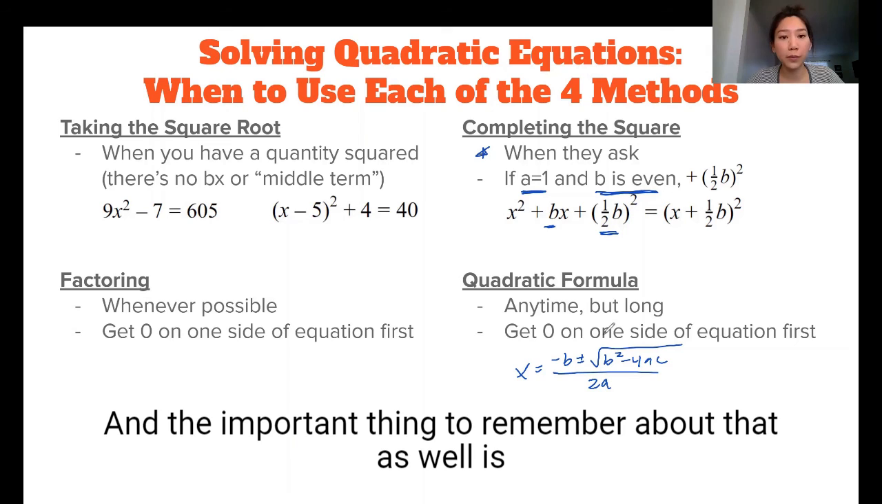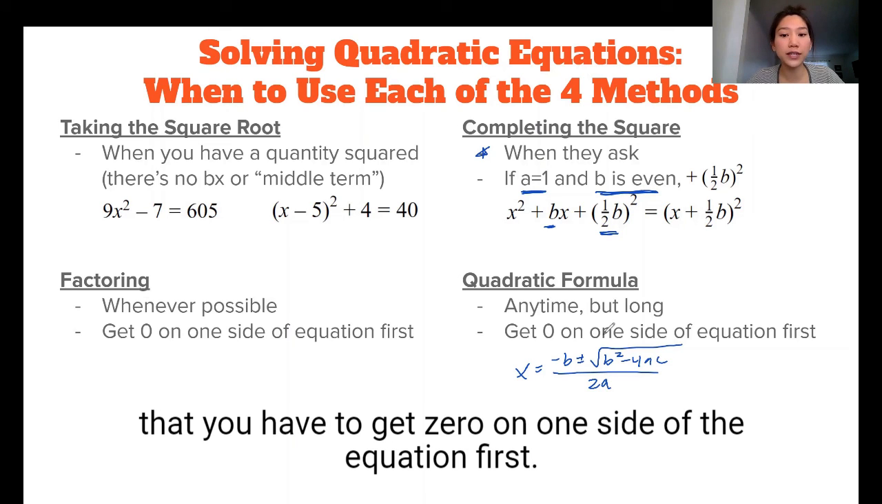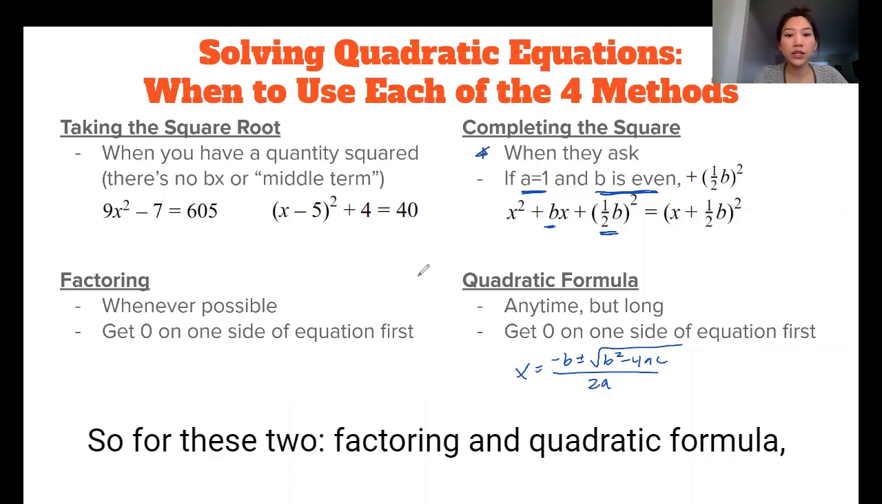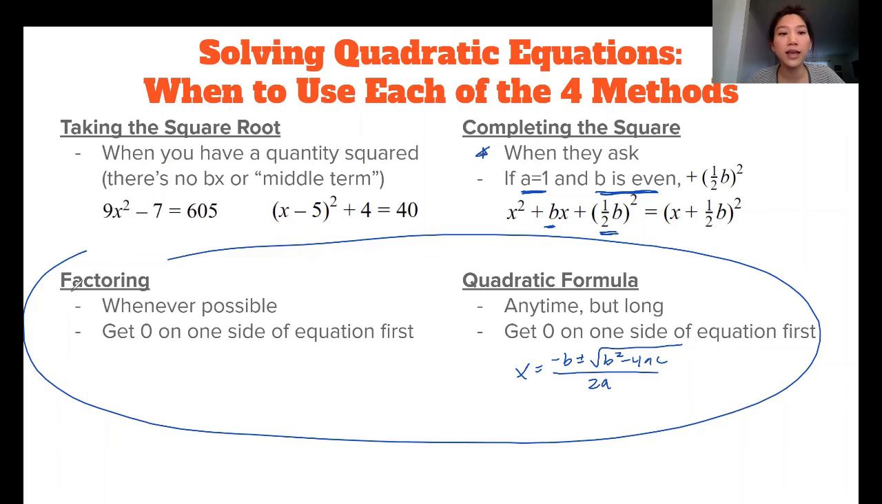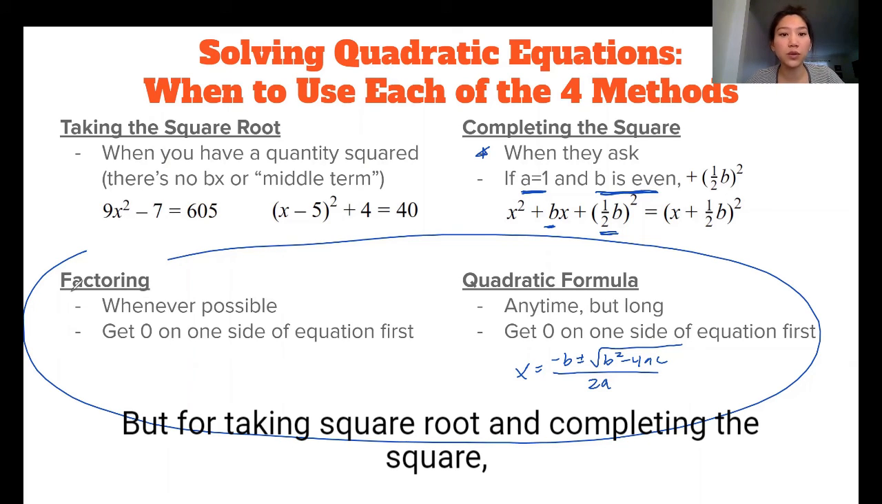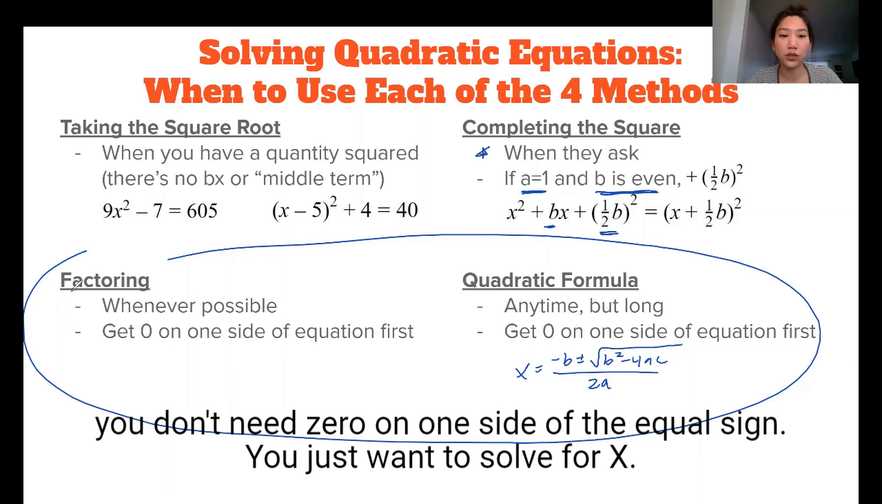And the important thing to remember about that as well is that you have to get 0 on one side of the equation first. So for these two, factoring and quadratic formula, you have to get 0 on one side of the equation before you can use those methods. But for taking square root and completing the square, you don't need 0 on one side of the equal sign. You just want to solve for x.